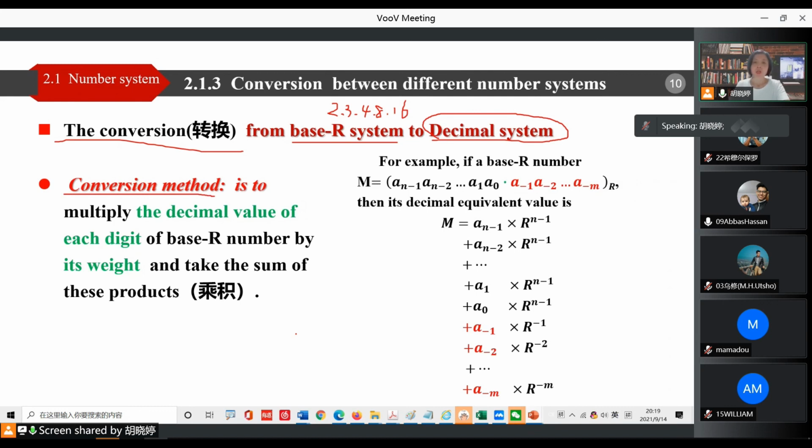In order to convert from base R to the decimal system, you multiply the decimal value of each digit by its weight, and take the sum of these products. You will get its corresponding decimal number. That method is very easy.